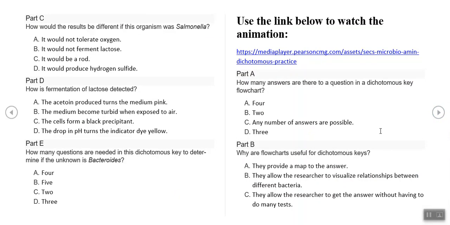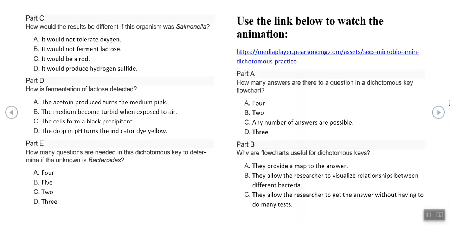Part B, why are flowcharts useful in dichotomous keys? The correct answer for that one is that they allow researchers to visualize the relationship between bacteria. So it allows us to see how they're related to one another. This is just information that you would have gotten directly from the video itself.